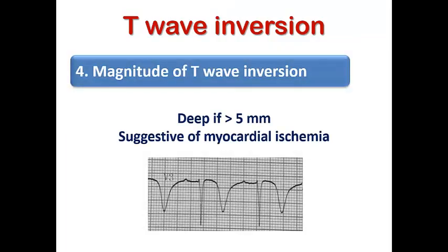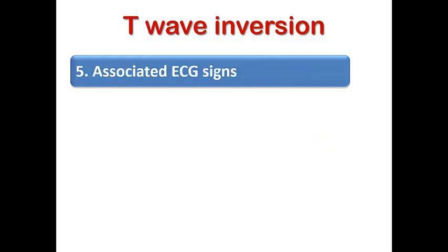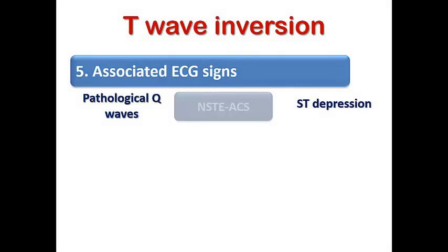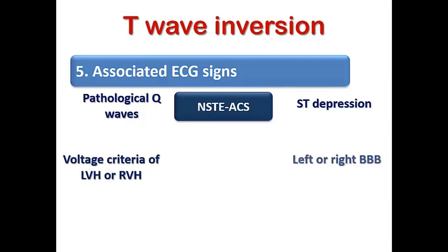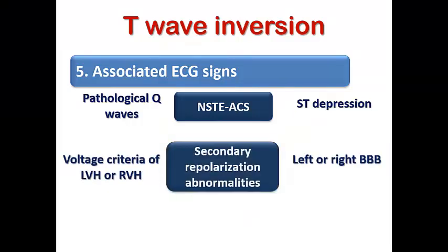Then the magnitude: if it is deep, more than 5 mm, it is more suggestive of myocardial ischemia, as in Wellens syndrome type B. And finally, the associated ECG signs. For example, if the patient has pathological Q waves or ST depression, I would assume it is non-ST elevation acute coronary syndrome. If the patient has voltage criteria of LVH or RVH or left or right bundle branch block, I would assume it is secondary repolarization abnormalities.